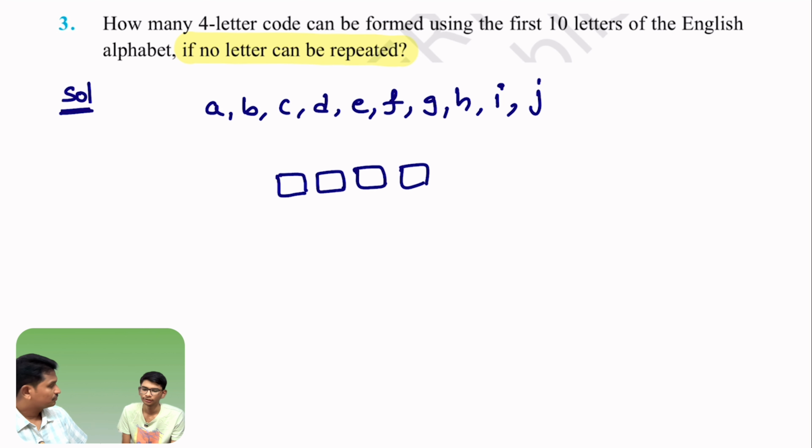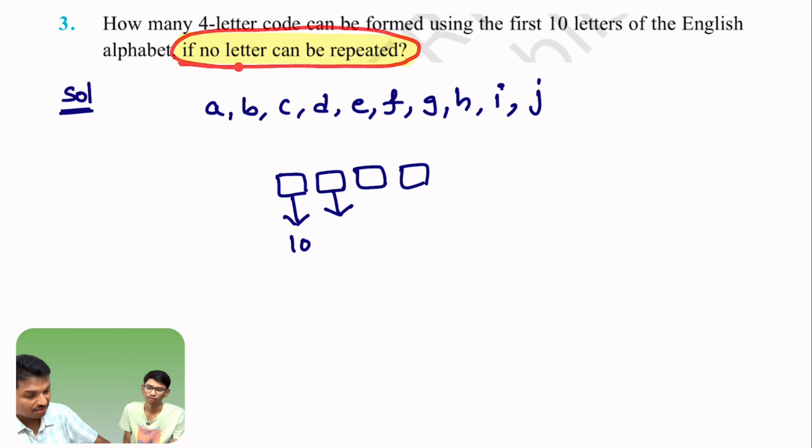And first work, the first box. We can fill the first box in 10 ways. What are those 10 ways? A or B or C or D, any one of the first 10 letters. So the first box can be filled in 10 ways. The second box can be filled in how many ways? 9 ways. Why? Because they have given the condition that repetition is not allowed.